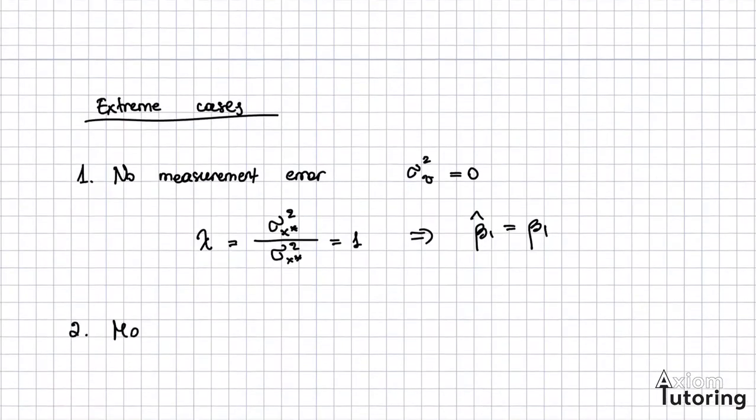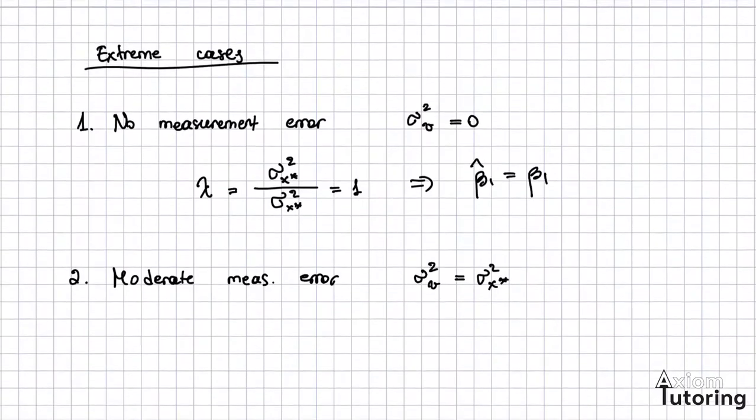You could have moderate measurement error, in which case let's assume that sigma square V is equal to sigma square X star. Now, in this particular case, your lambda is literally going to be 1/2 or 0.5, in which case beta 1 hat is going to be a half of the beta 1. The coefficient is halved, okay?